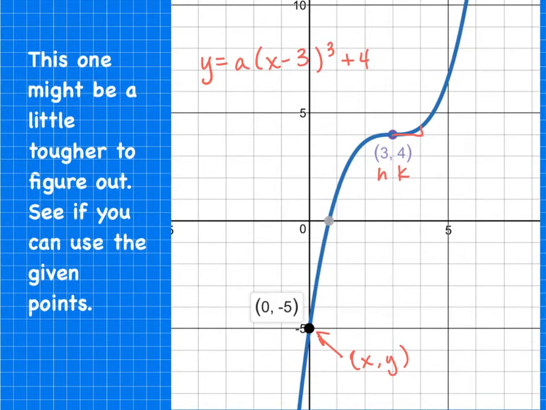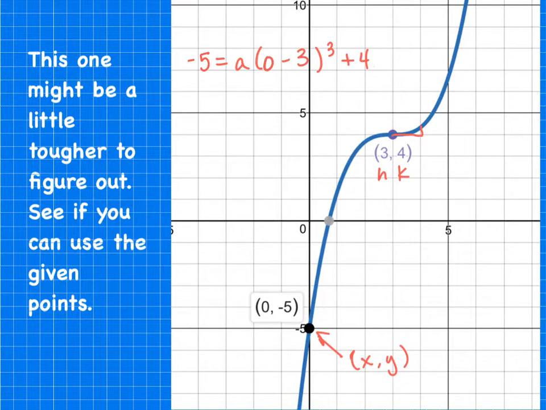And then down here at this point that we've been given, a passing through point, we have 0 for x and negative 5 for y. So I'm going to take out my x and y as well. And I'm going to put negative 5 in for y and 0 in for x. And then I'm just going to do the math and solve.